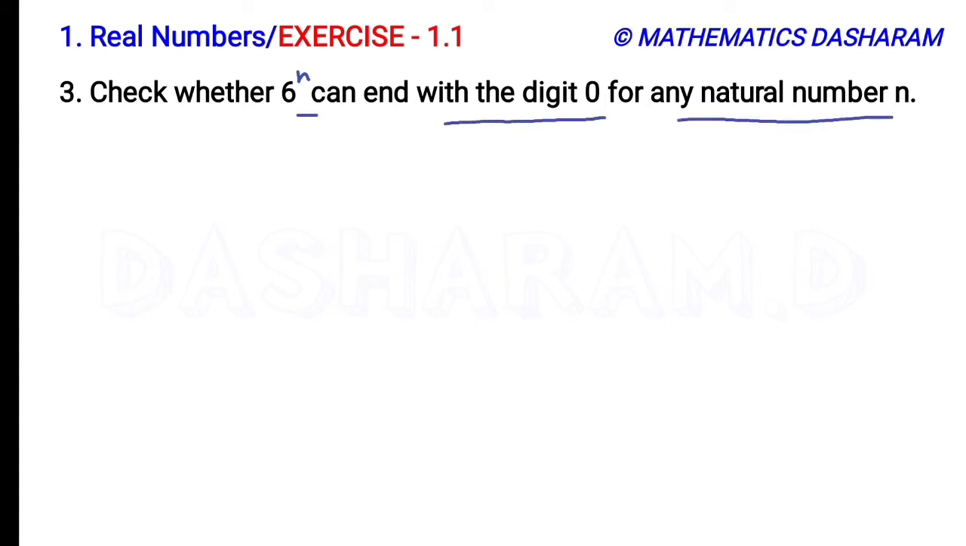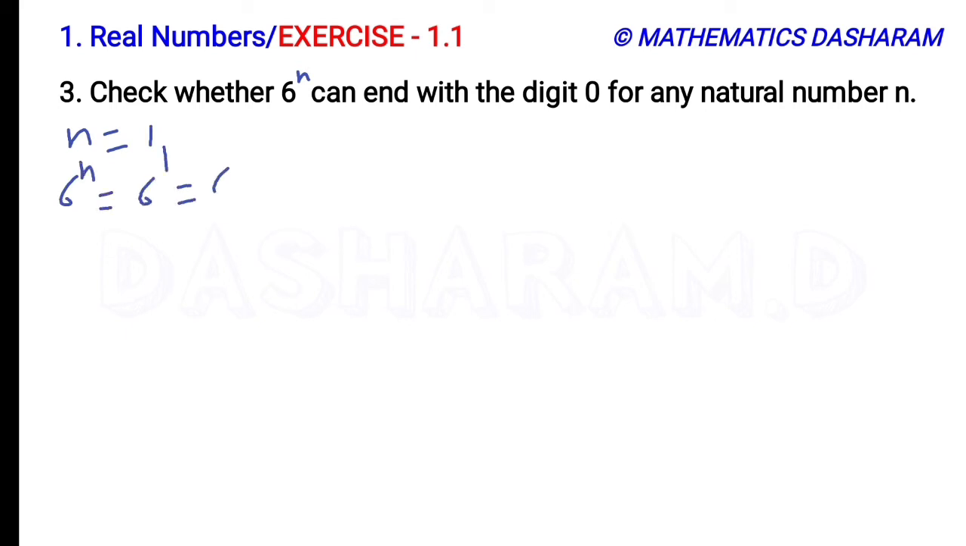Third question, check whether 6 to the power of n can end with the digit 0 for any natural number n. See, given that, for any natural number n, whether this answer is ending with the digit 0 or not, let us verify. First I am selecting the natural number 1. Then substitute the n value in this. So 6 power 1 equals 6. Let n equal 2. Then 6 power n equals 6 square, 6 into 6, 36.